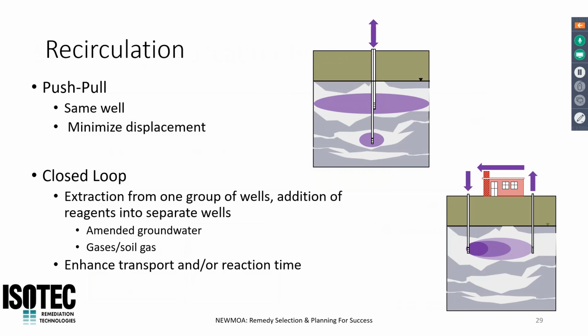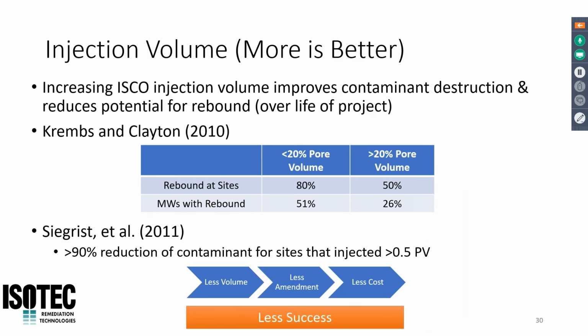Recirculation is another available tool with us, whether it's a push-pull or a closed loop or with separate injection and extraction, and this can be true for both air or for liquids. And injection volume, this is looking at liquids, but I guess the same could be true for sparging or SVE in terms of pore volume exchanges and the like.